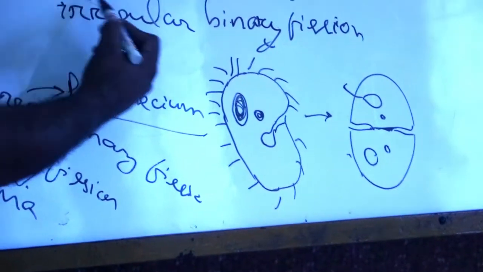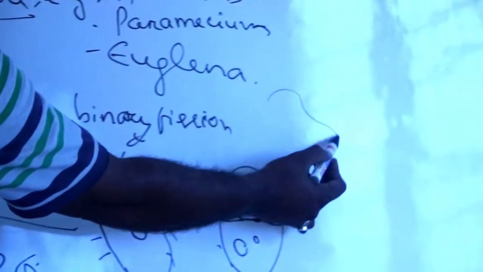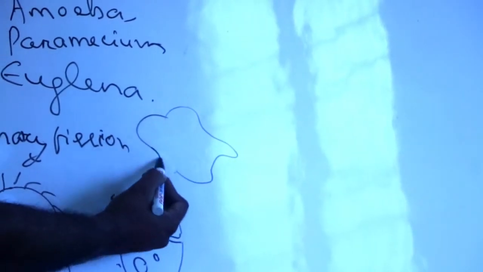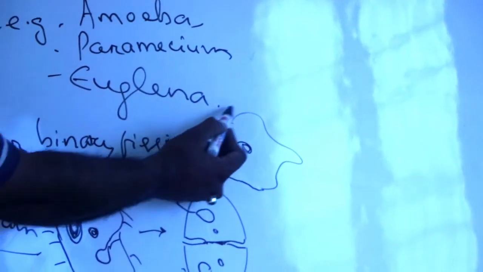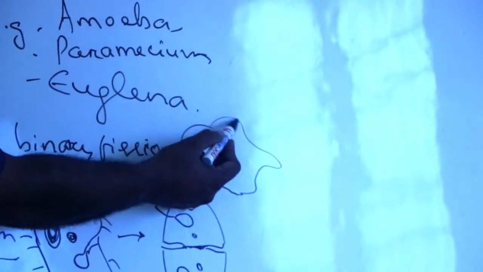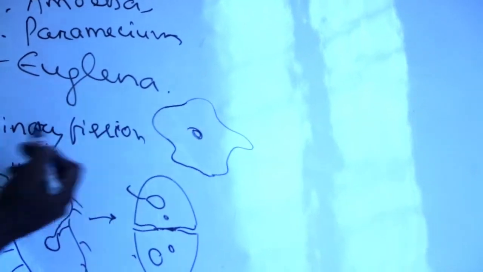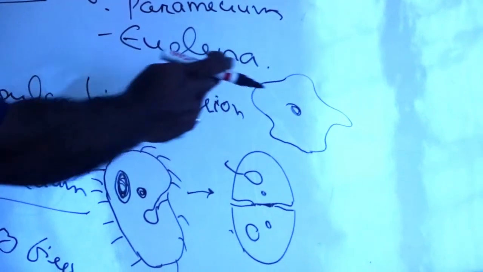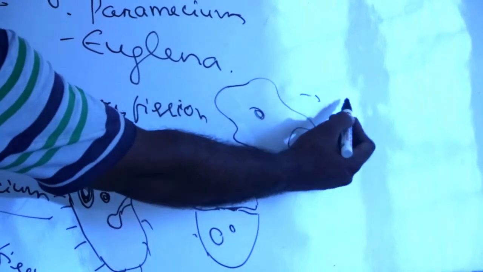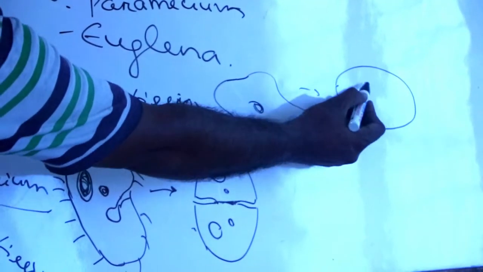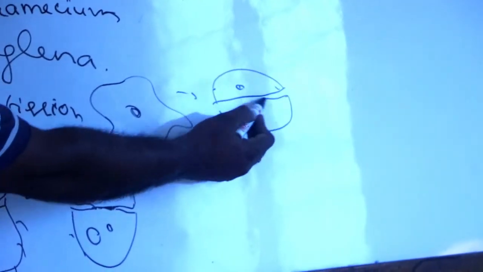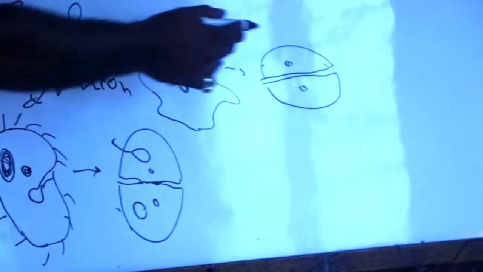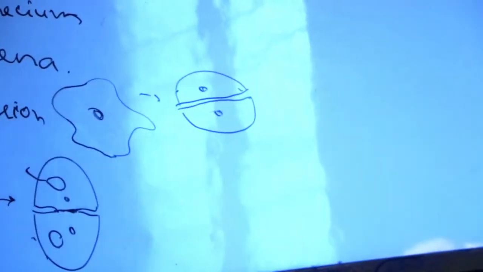Then irregular binary fission is found in amoeba. Amoeba is a common protozoan. Its body is a single cell. It has so many pseudopodia. During its reproductive stage, it withdraws all its pseudopodia and becomes rounded. Then it divides mitotically to form two daughter amoebae. The mitotic division takes place in different directions, so it is called irregular binary fission.